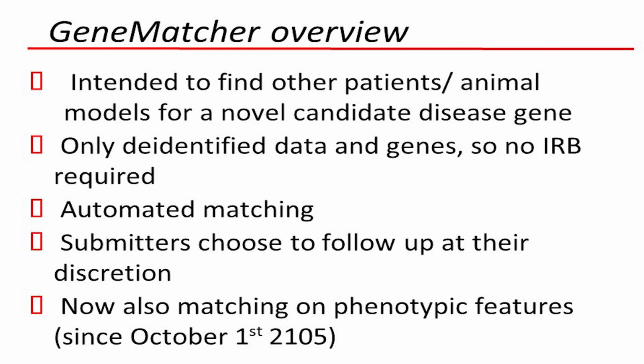So GeneMatcher kind of deals with this problem by informing both at the same time. And all I know is that Megan is interested in the same gene as I am, but I don't know anything else, so what can I do with it?